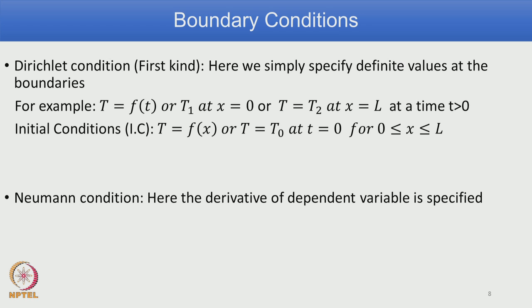Next is a Neumann boundary condition. Here we specify the derivative of the dependent variable. So, for example, you say ∂T/∂x equal to 0 at x equal to L. In the previous case we said T equal to T2, a specific value. Here we are specifying the derivative ∂T/∂x equal to 0 at x equal to L for time greater than or equal to 0.